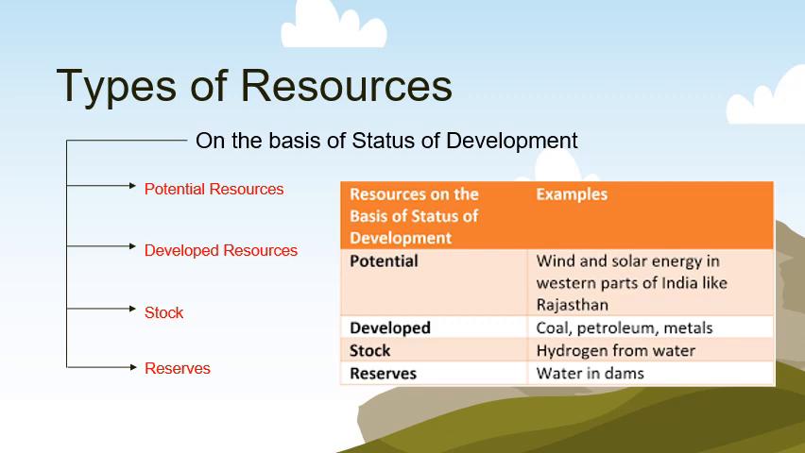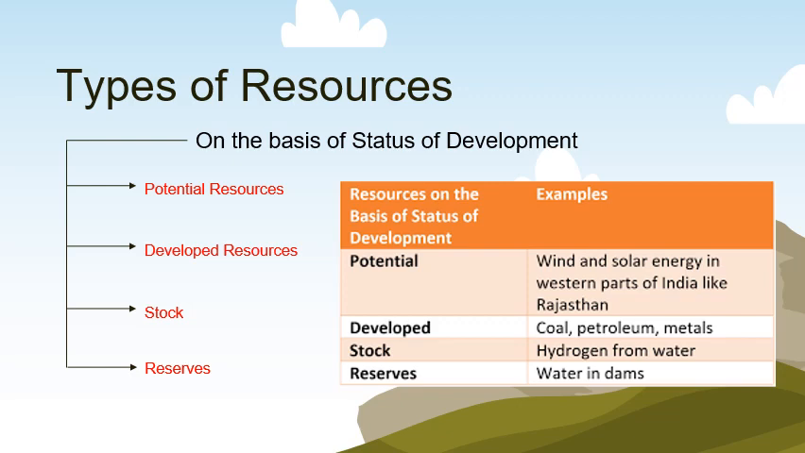Lastly, classification on the basis of status of development. By status of development, you mean the level of development and availability of a resource in a particular region or country, okay? So here also you have 4 types. First one is potential resources. As the word says, potential meaning there is a possibility, okay?